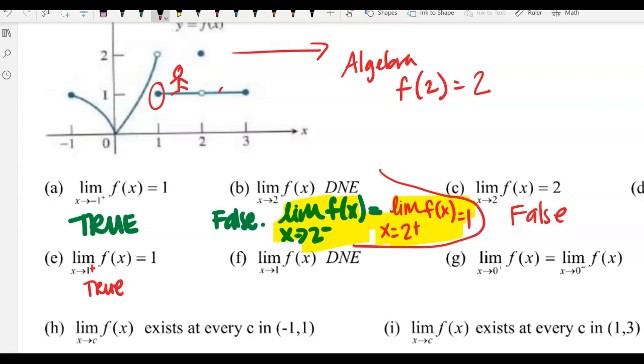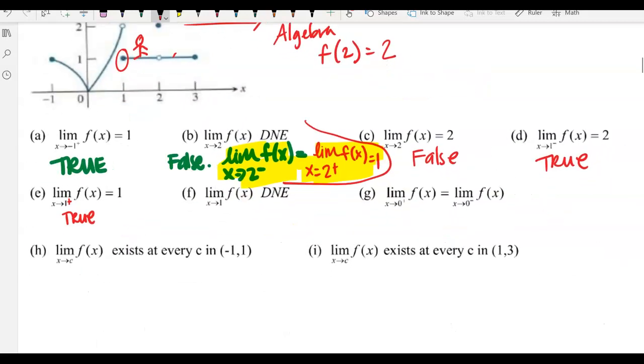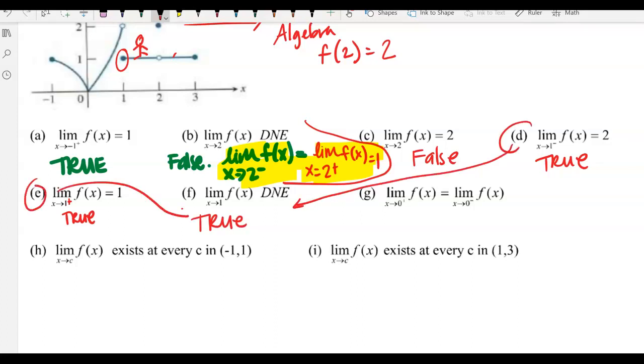Philip, F, true or false? True, because the reason is really part D and part E, right, Philip? Yeah. Okay, so the reason is really because the left and right, they are not the same. G, Andrew, true or false? This would be false. Andrew said false.